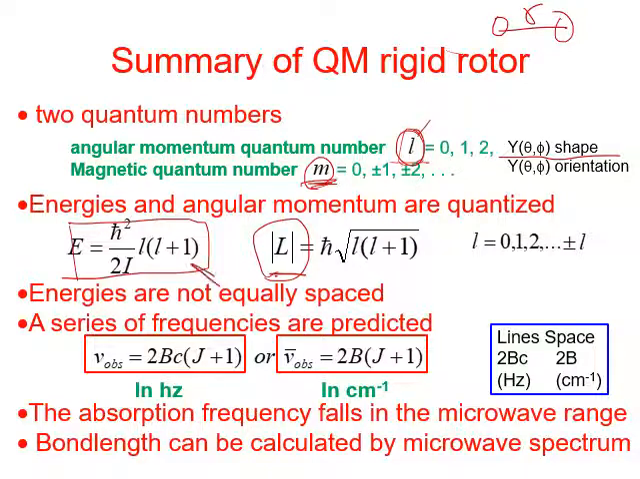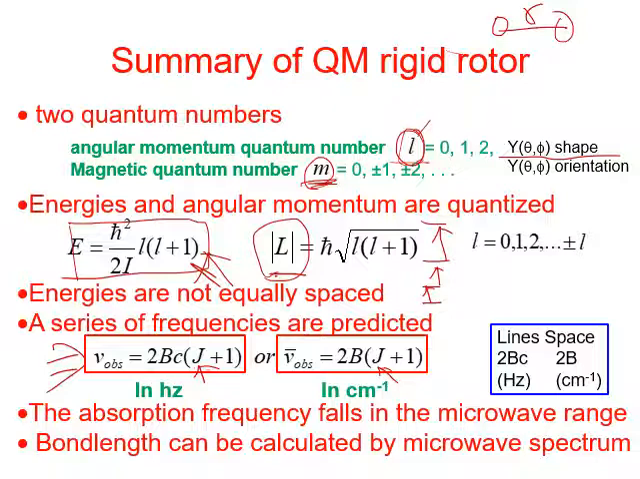Now, from this equation, we can show the energies are not equally spaced. And therefore, you would expect the absorption of light to contain a series of lines. In this equation, the frequency of light absorbed is 2Bc times (J plus 1), or 2B times (J plus 1) in terms of inverse centimeter. So both are determined by the J quantum number. So the frequency of light changes when you change the J quantum number.